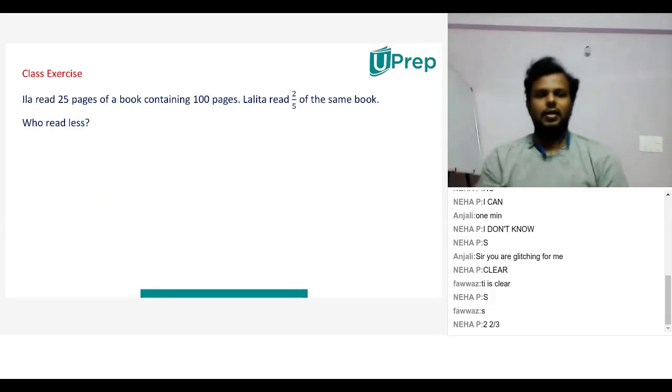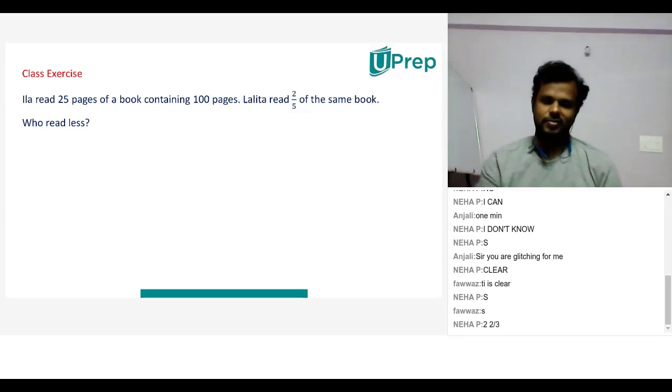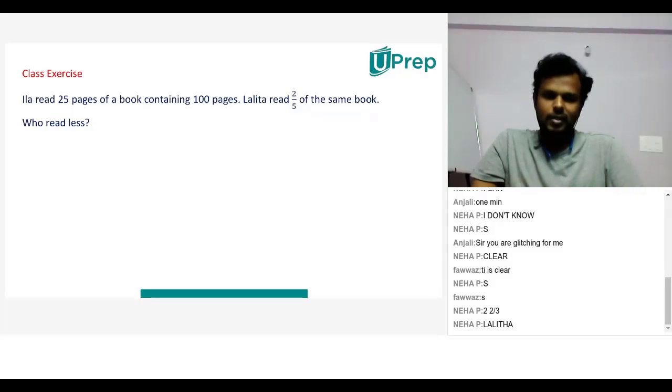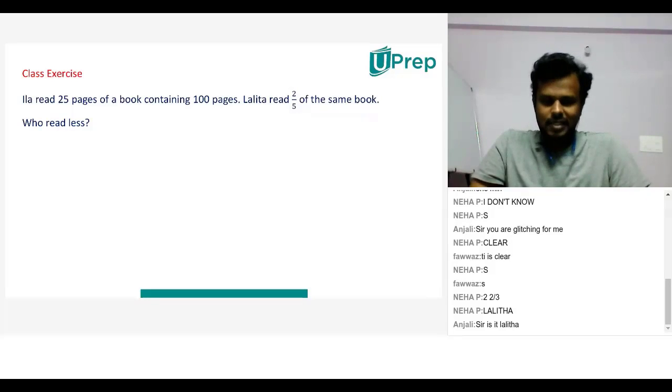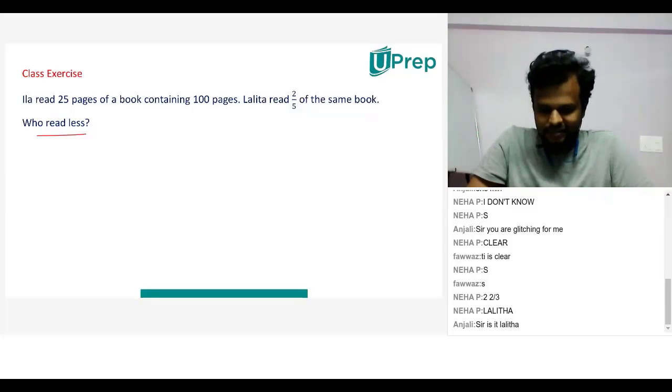Children, moving on. Ela read 25 pages out of a book containing 100 pages. Lalita read 2 by 5th of the same book. Who read less? Interesting question this is. Children, please try this question. Neha, you're not reading the question properly. Please be patient. Don't be in a hurry to give me the answer. Lalita read more, yes. But the question is who read less? Ela. Yeah, the answer is Ela.